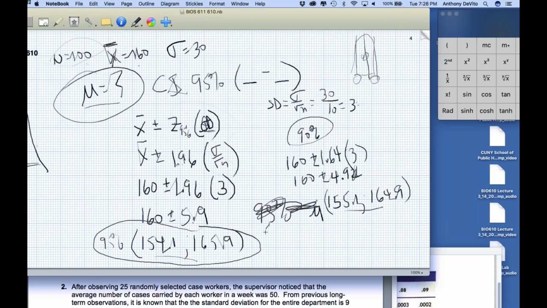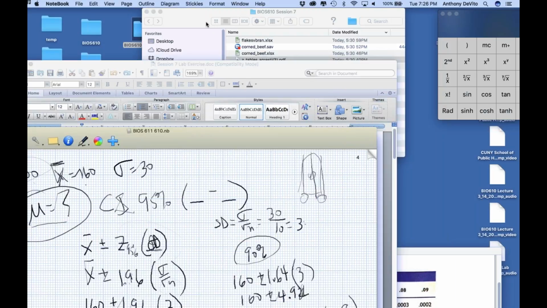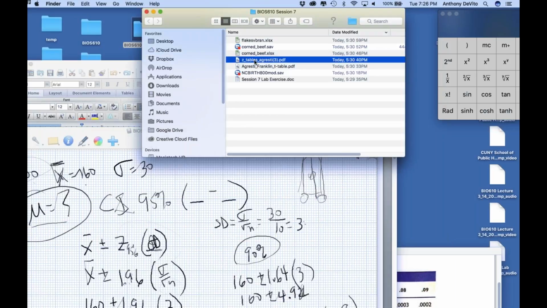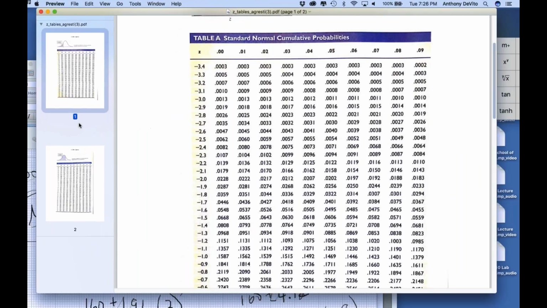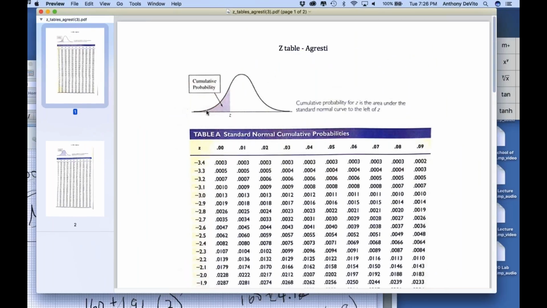So I'm going to try this again for a 99% confidence interval. Okay, for 99%, it's going to be 160 plus or minus, well, let's take a look at what z-score we have to use in order to calculate that. Okay, here we are. So in this case, what am I going to have on each side for the middle 99% to be here?